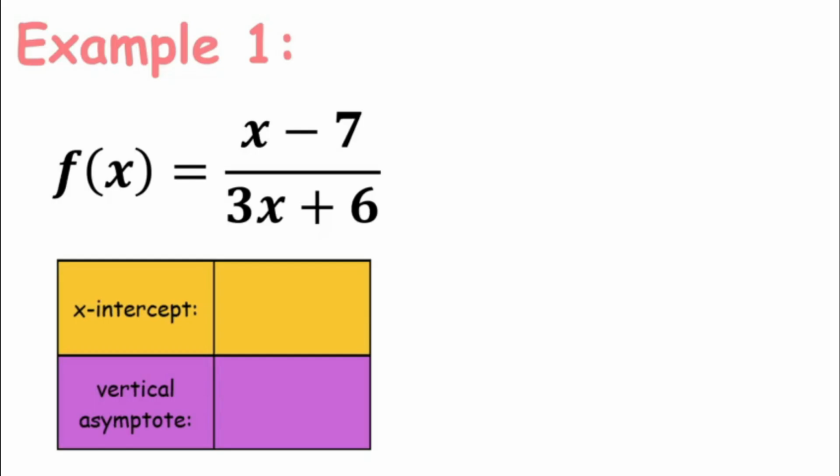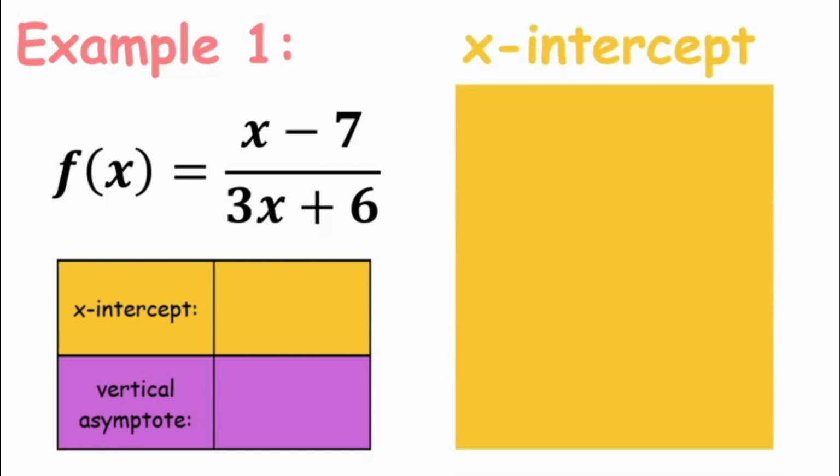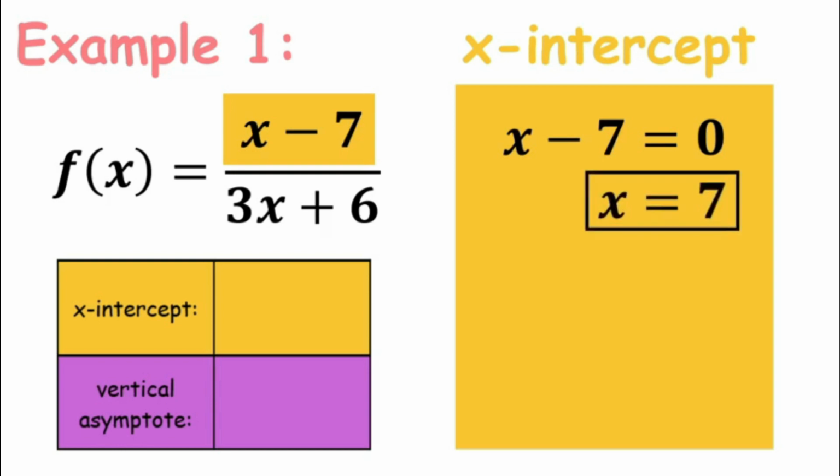Example 1. Both the numerator and the denominator are linear. To solve for the x-intercept, just equate the numerator to 0, then solve for x. x minus 7 is equal to 0. Transpose negative 7, we have x is equal to 7. The x-intercept is (7, 0).